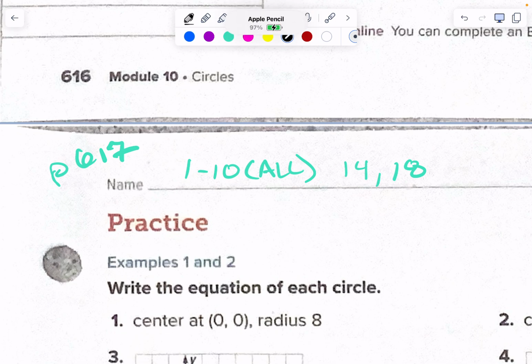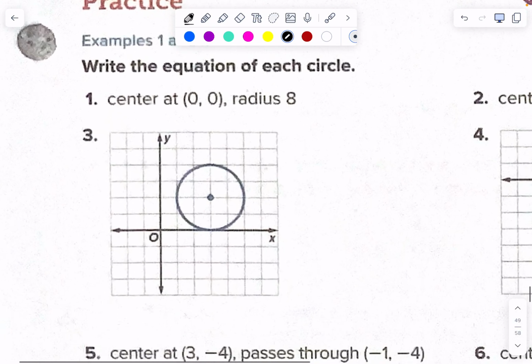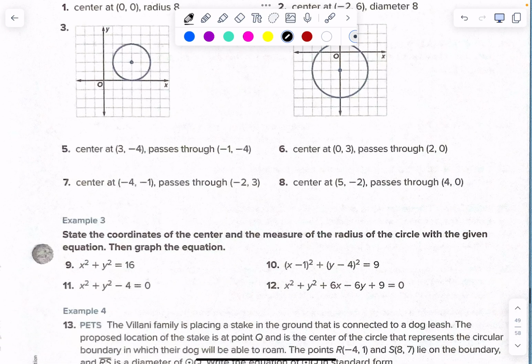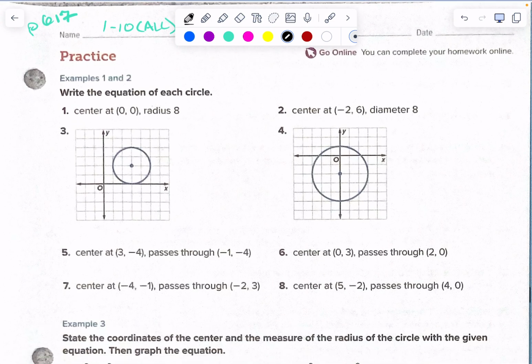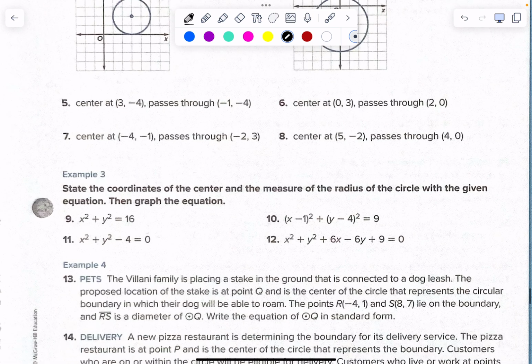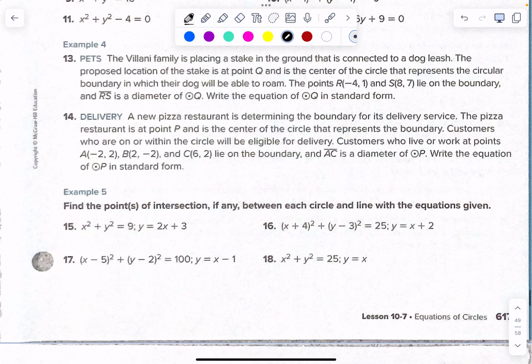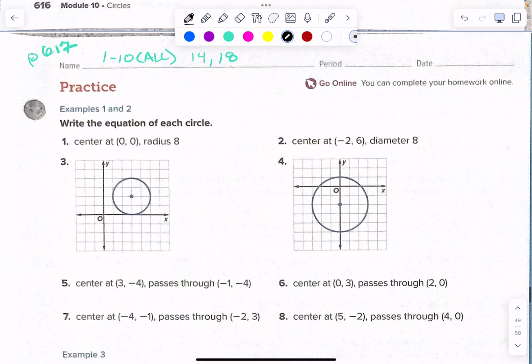You, I think, need some graph paper. I think you have to graph number 9 and 10. You can graph some of the other ones if it helps you, but you don't have to. But 9 and 10 at least, you have to graph. I will give you some graph paper.